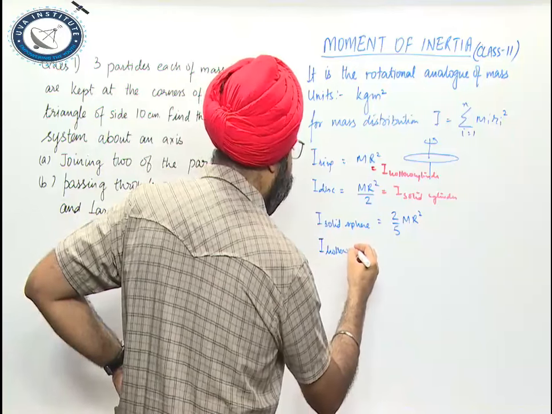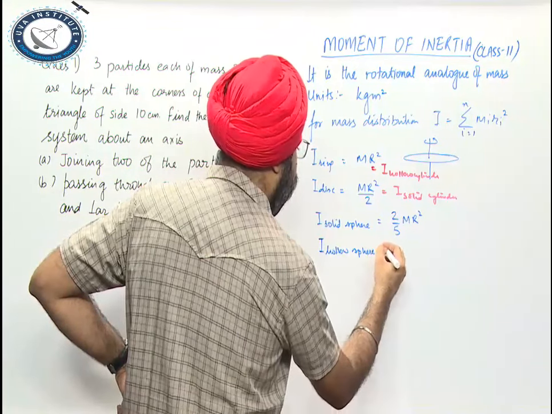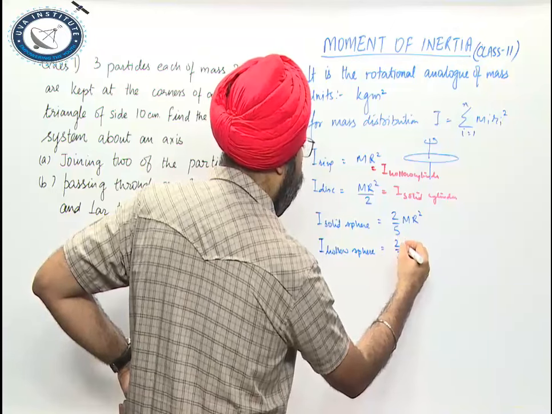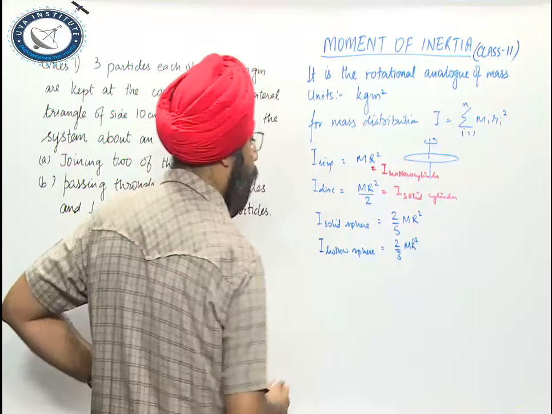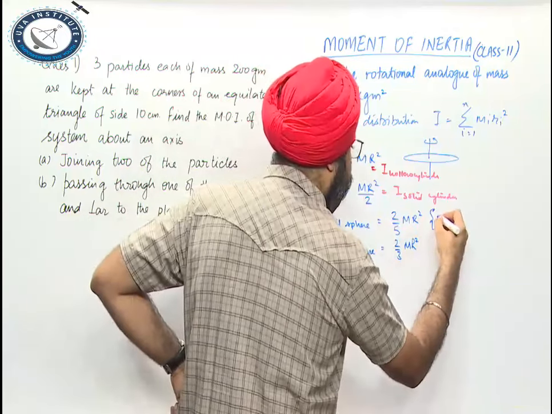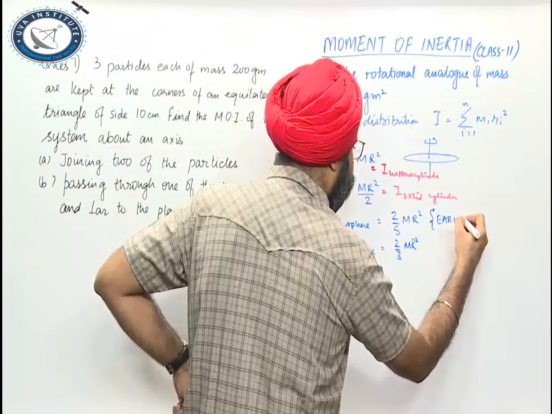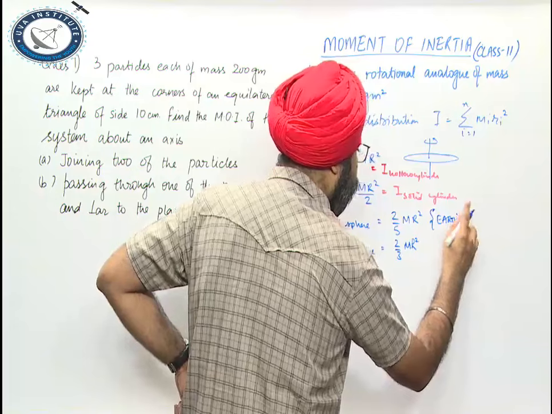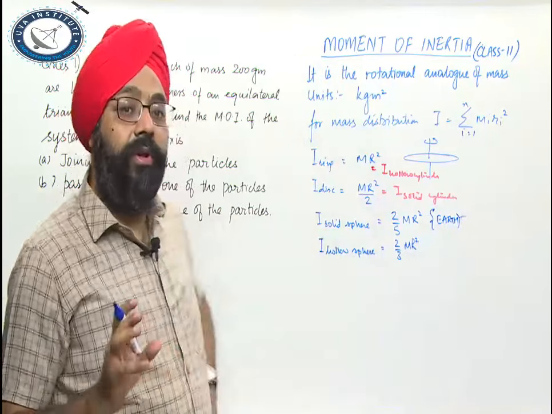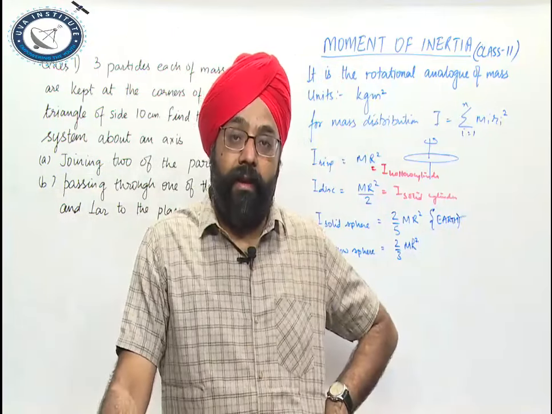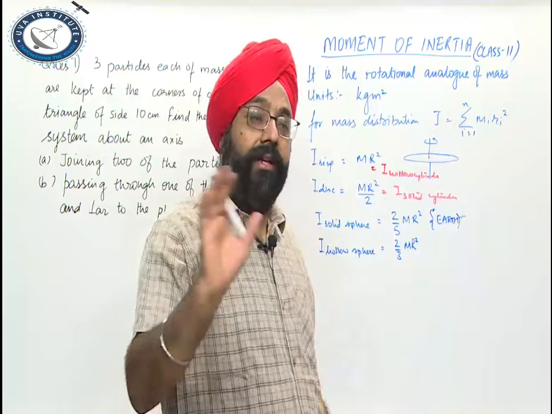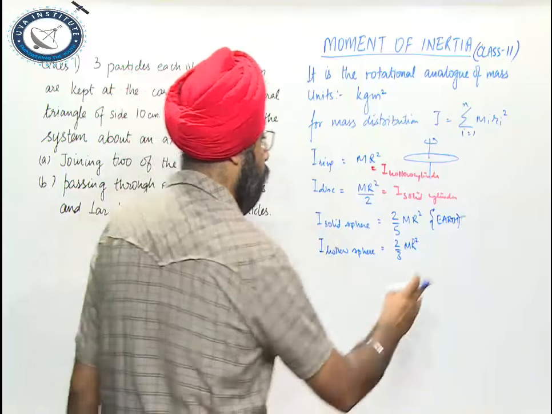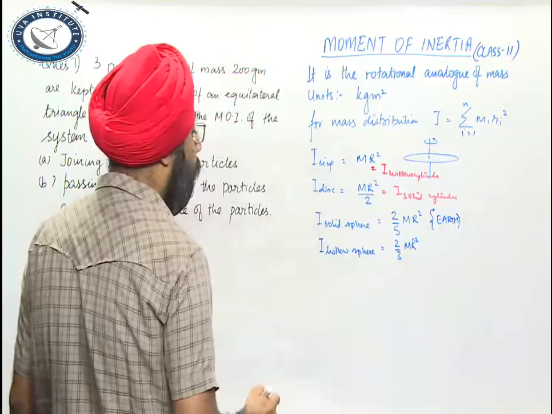Hollow sphere, we call it shell also, 2 by 3 mr square. Please keep in mind, we consider earth as a solid sphere of uniform density during our calculations. We don't take density as variable unless it is given to us, right?